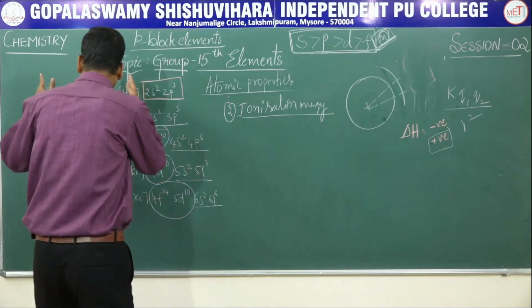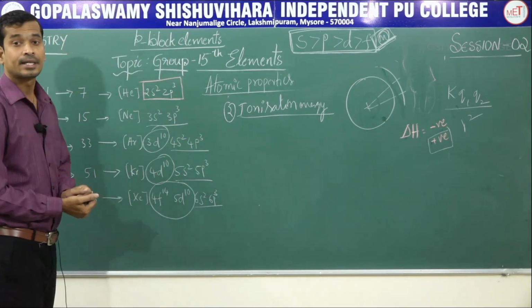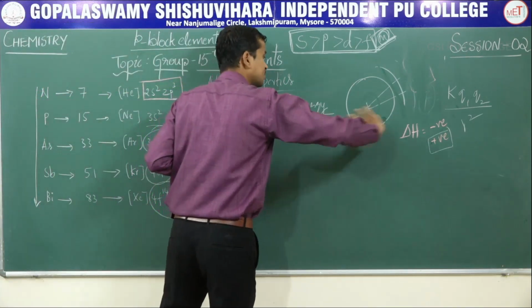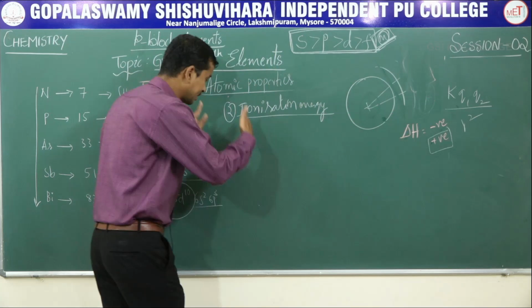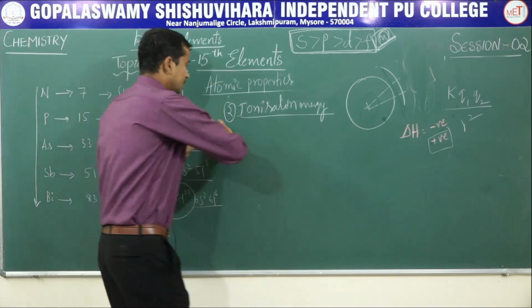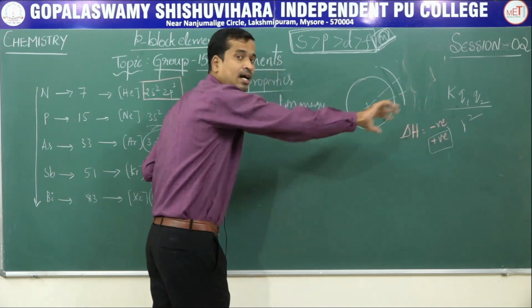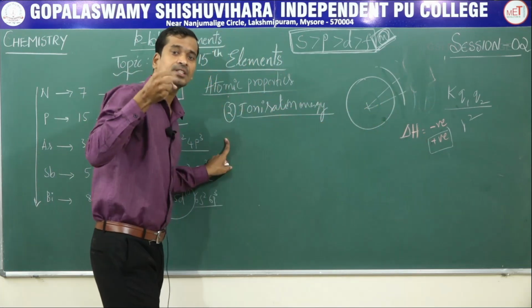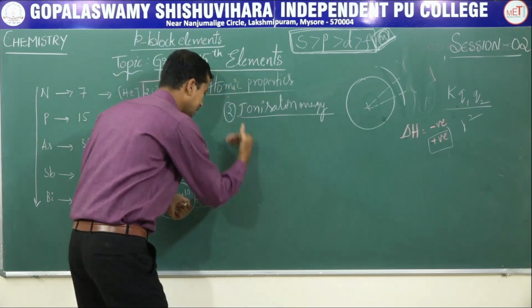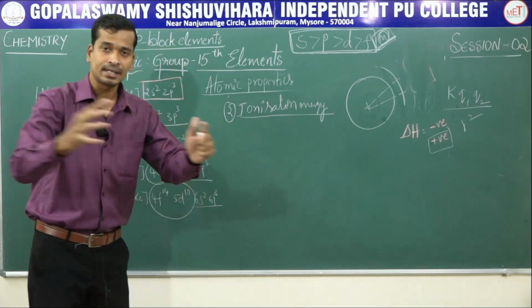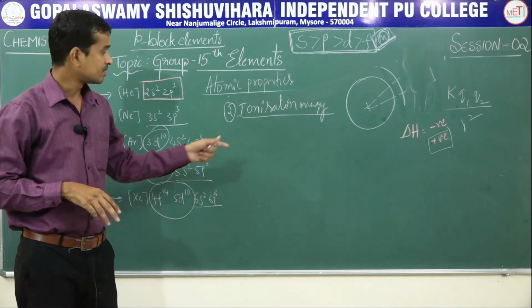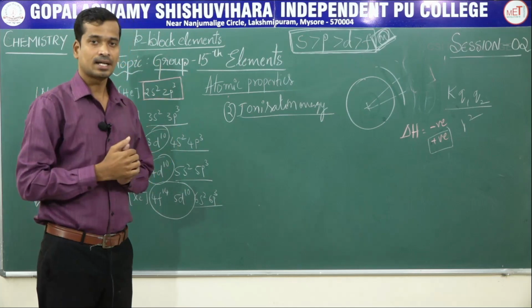Next, how does it vary in the periodic table? Generally, it increases along the period and decreases down the group. What is the reason? Same reason: along the period, the atomic size decreases and the effective nuclear charge increases, so it holds the electron very tightly. Down the group, it decreases due to the increase in atomic size and the decreased holding capacity of the nucleus on the valence electron.